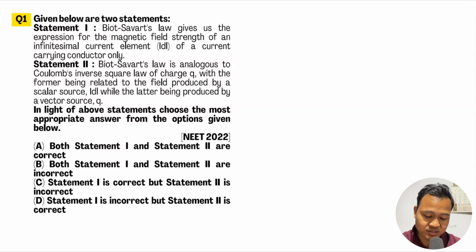Biot-Savart law gives us the expression for the magnetic field strength of an infinitesimal current element of a current carrying conductor. So due to a current element of the wire carrying a current, if you want to find out the magnetic field, you have to use the Biot-Savart law. Biot-Savart law is analogous to Coulomb's inverse square law of charge, with the former being related to the field produced by a source, as given directly in NCERT.